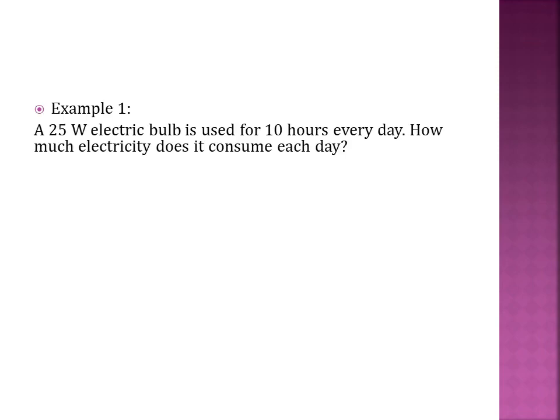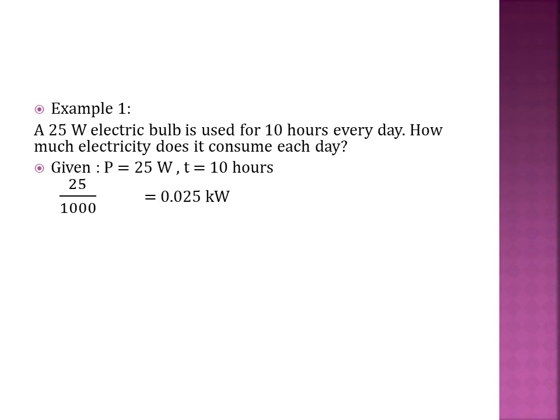Now we will solve some numericals based on the concept of power. Example 1. A 25-watt electric bulb is used for 10 hours every day. How much electricity does it consume each day? So first we will write what is given. Given is power, that is 25 watt, and time is 10 hours. Now time is already in hours and power is in watt, so we will convert power into kilowatt. So 25 upon 1000 will be equal to 0.025 kilowatt.